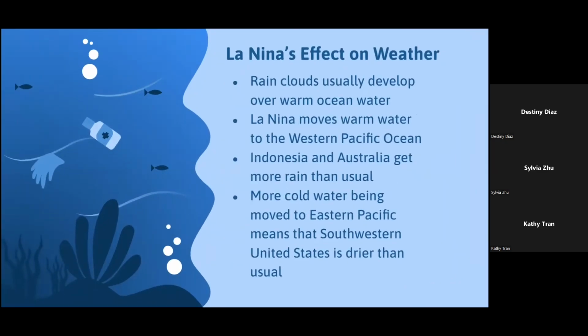La Nina's effect on weather. Rain clouds usually develop over warm ocean water, and La Nina moves warm ocean water to the Western Pacific Ocean. This means that in areas like Indonesia and Australia, there's going to be more formation of rain clouds and they're going to have increased rainfall in those areas. On the other hand, since more cold water is being moved to the Eastern Pacific Ocean, places like southwestern United States are going to be drier because not as many rain clouds are going to be forming in those places.